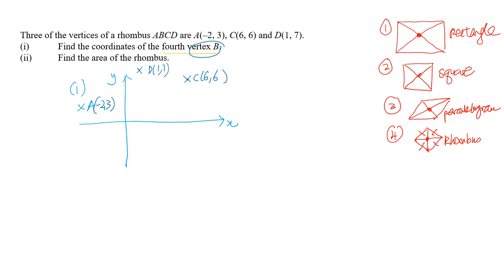All right, so it must go in order. It goes A to B first, and then C and D. Let me draw A to D first. Your B will probably be somewhere here, which I'm going to let the X coordinate be a and the Y coordinate be b. So this is a rhombus. Rhombus means all four sides are equal, and the diagonals will cut at the same midpoint.